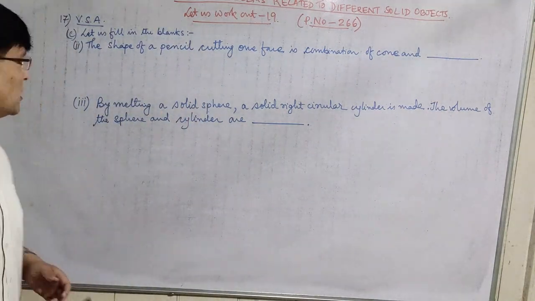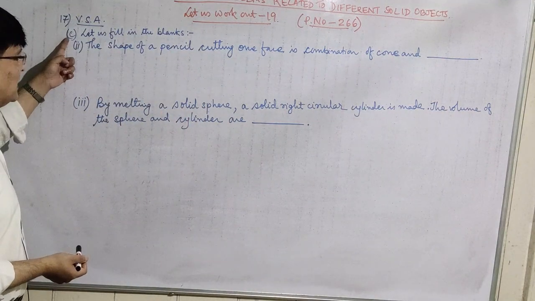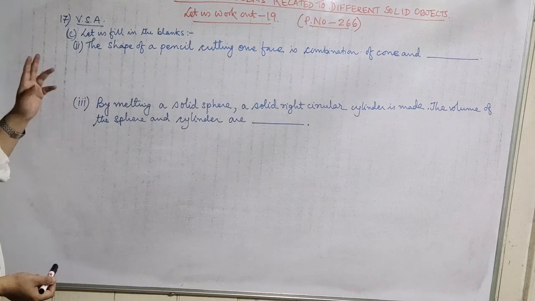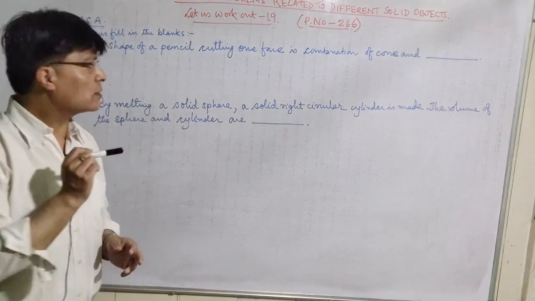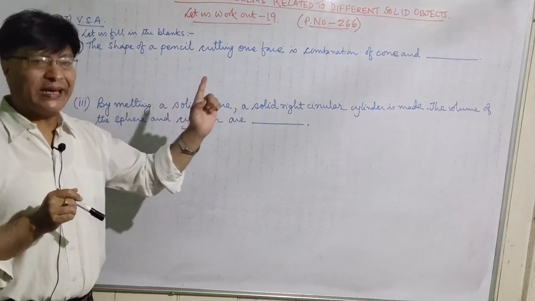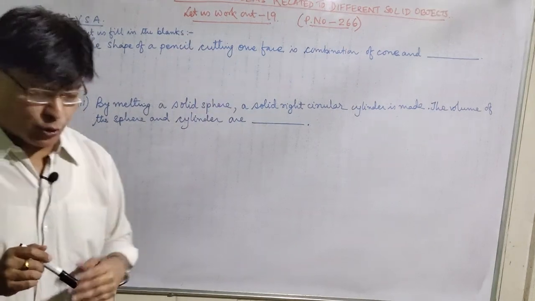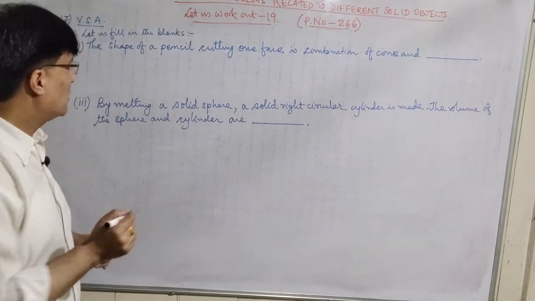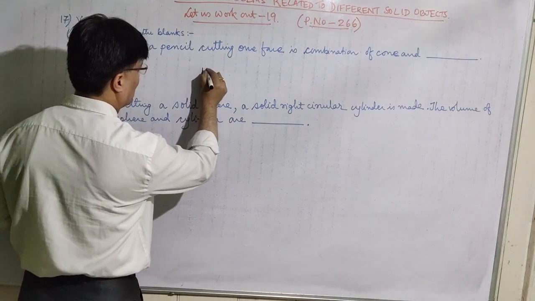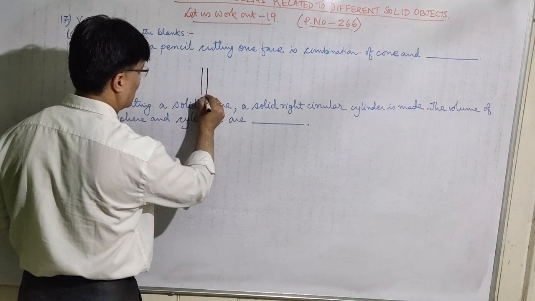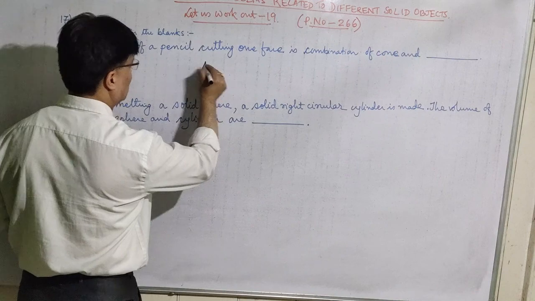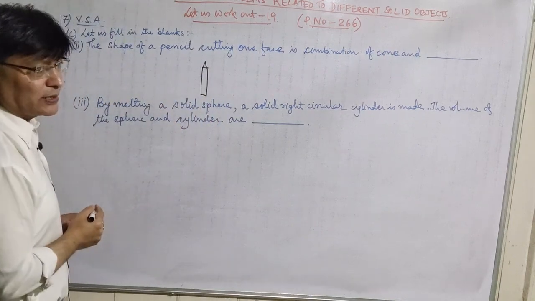So now we'll do the next question, that is 17C. Let us fill in the blanks. So this is question number 2. The shape of a pencil cutting one face is a combination of cone and dash. So you have seen the pencil, isn't it? The pencil is like this, right?